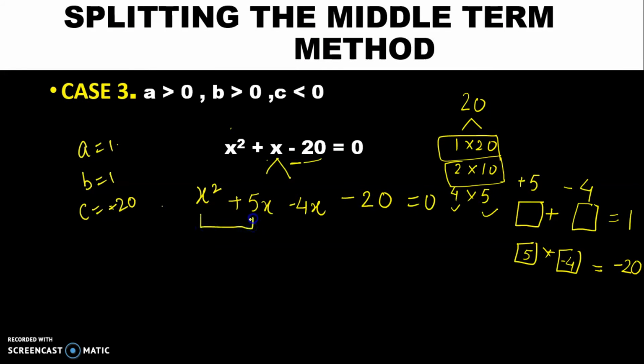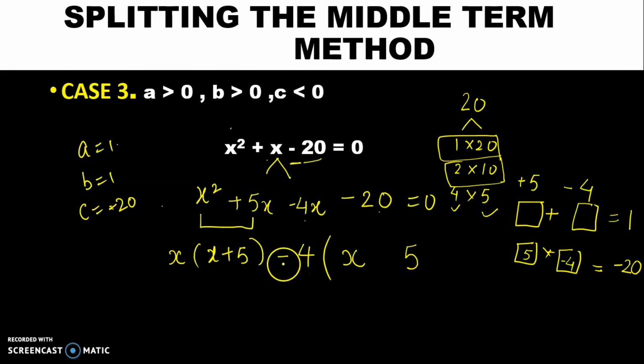Now look at first and second terms. Take x common, we are left with x plus 5. Now in second bracket, take 4 common, and which sign should we take common? We will take minus sign common. So if we take 4 common, we are left with x, and here 4 5s are 20. So we will write here 5.